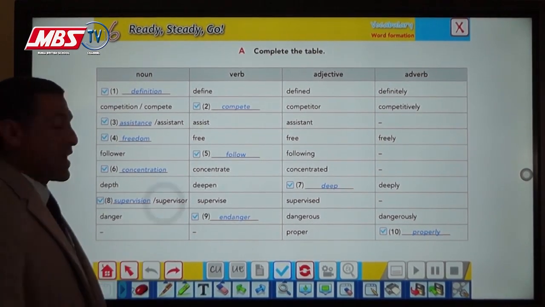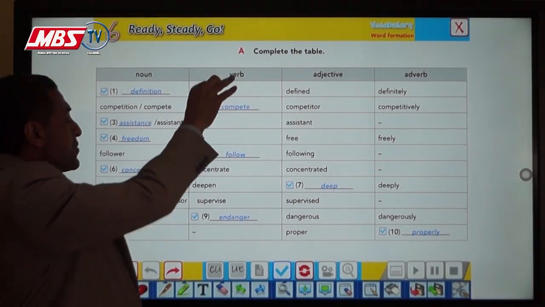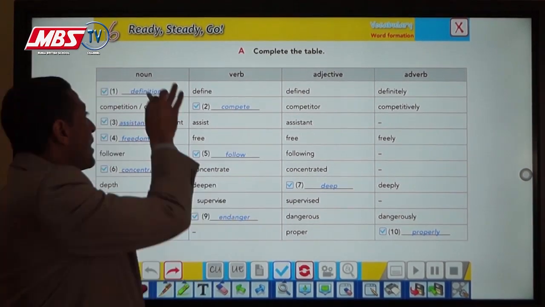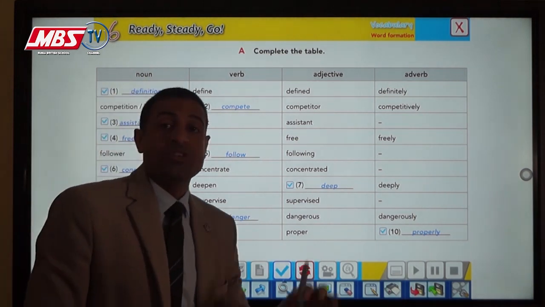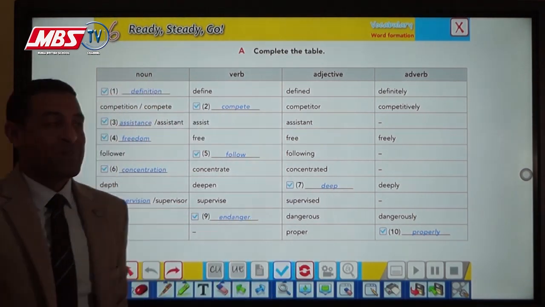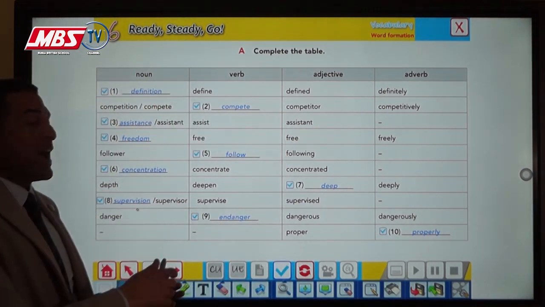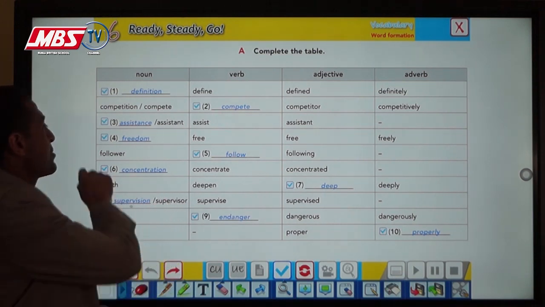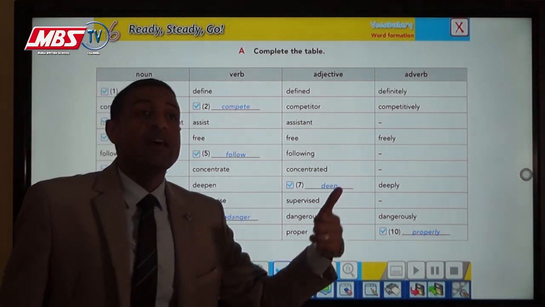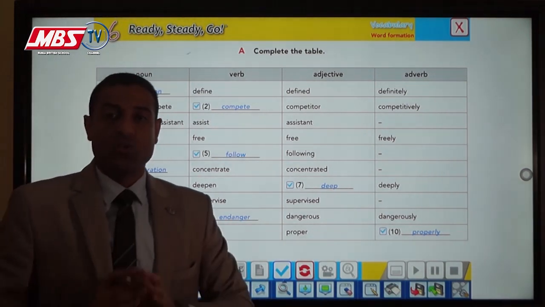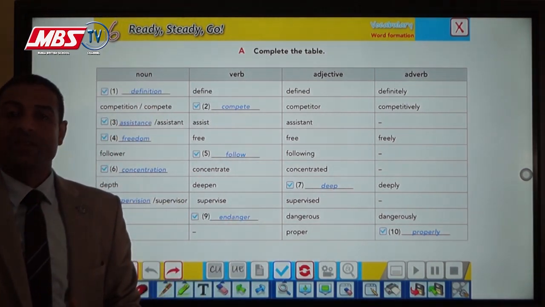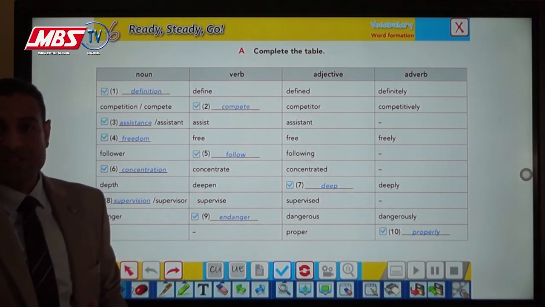Supervisor. Okay, this is the noun form of the verb supervise. But here we have another noun form, which is supervision. And we can go back to number 3 here, assistant and assistance. So here, supervisor, this is the person who is supervising me.